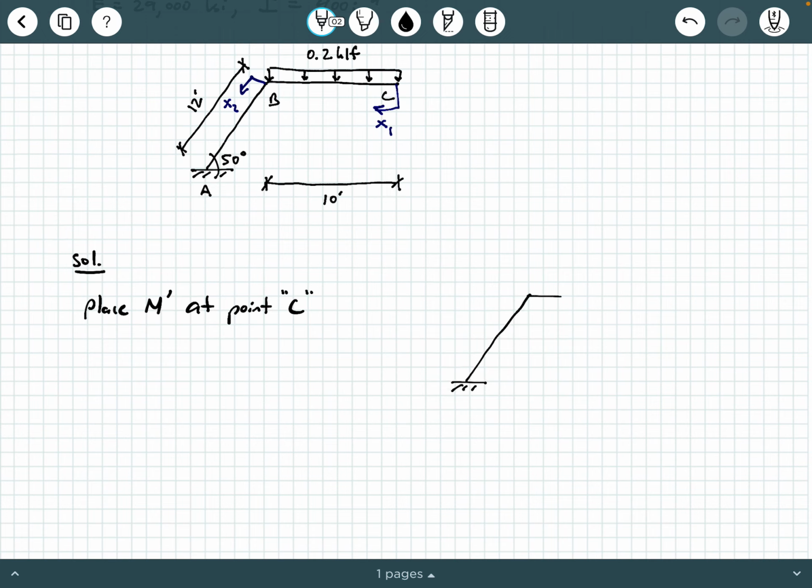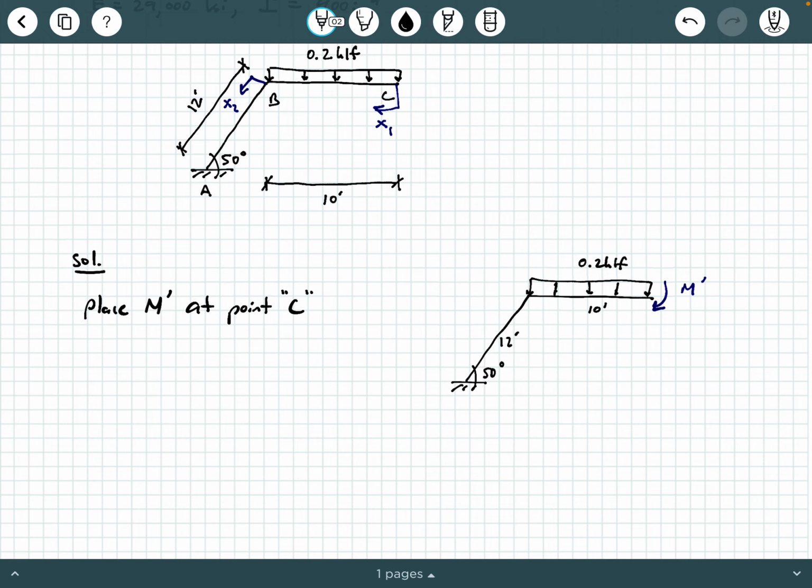just so we can visually see what we're doing here. Remember, we keep the real loads there. So this is the 0.2 kip per foot real load. And then we're going to put that variable couple moment here, M prime. This is still 50 degrees, this is 10 feet long, and this diagonal length is 12 feet long.